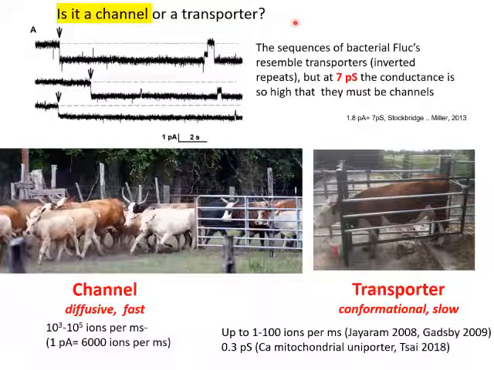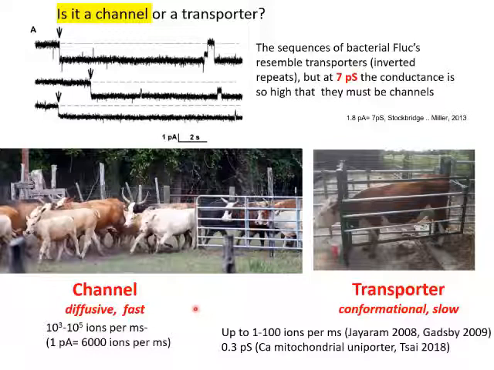And why does a channel have so much more conductance than a transporter? Well, a channel is a very special hole in the membrane. It's diffusive: you open the gate, and it's fast. Now, this is a little calculation that you should try for yourself. 1 picoamp of current is 6,000 ions per millisecond. So that is a huge number of ions going through a channel. And you can see here we have, for instance, 2 picoamp currents.